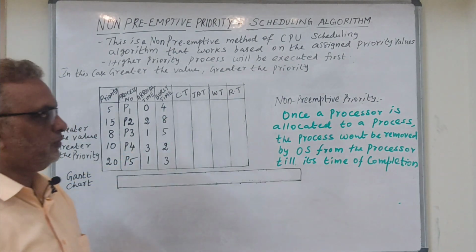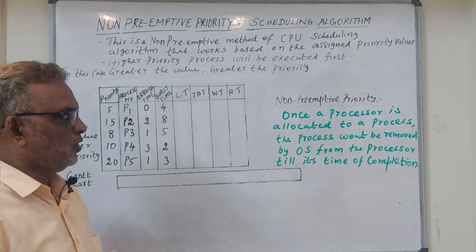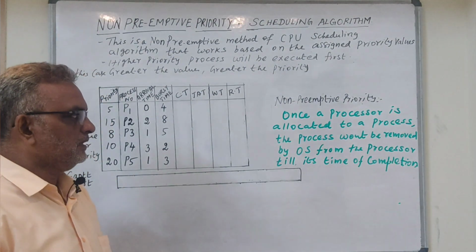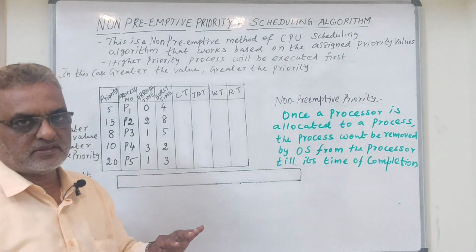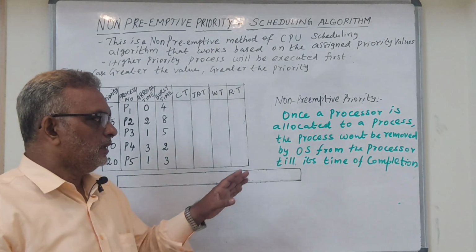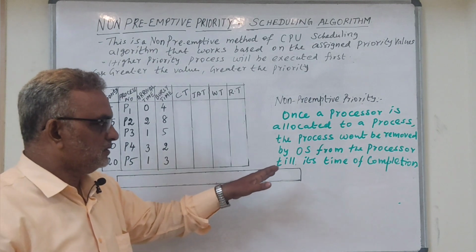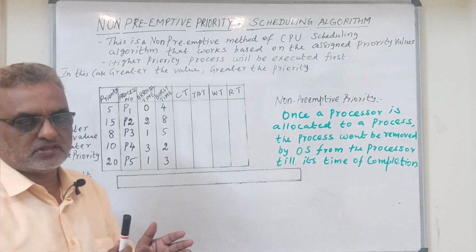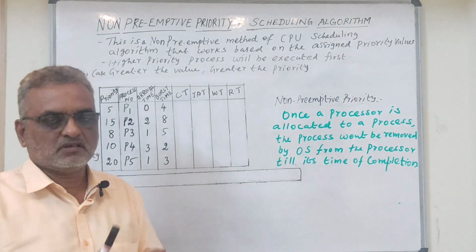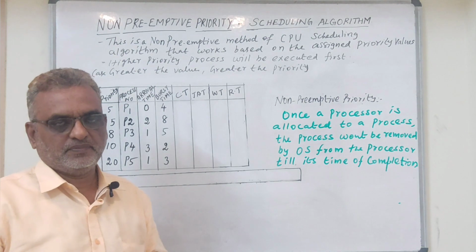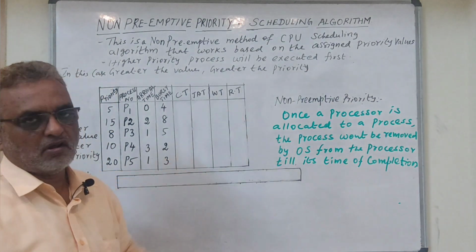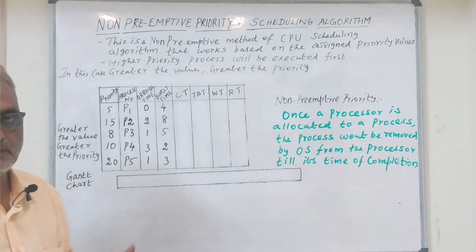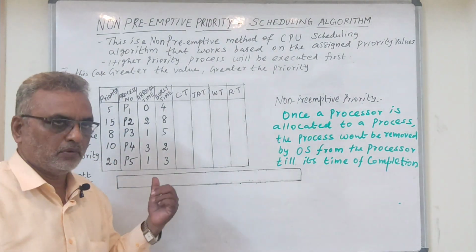Non-preemptive priority means once a processor is allocated to a process, the process won't be removed by the operating system forcibly on any account till its completion. So till the end of the burst time, the process remains in the processor. That is the concept of non-preemptive. Let me explain this algorithm with the help of a given problem.